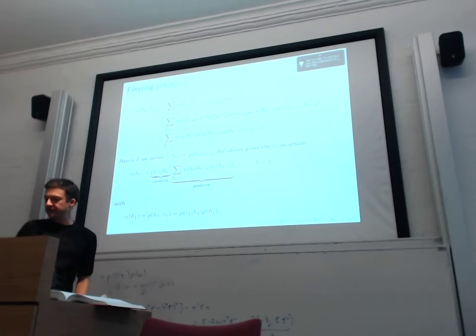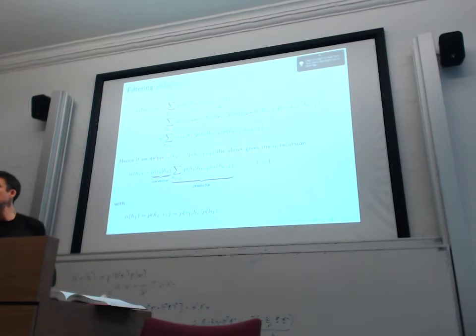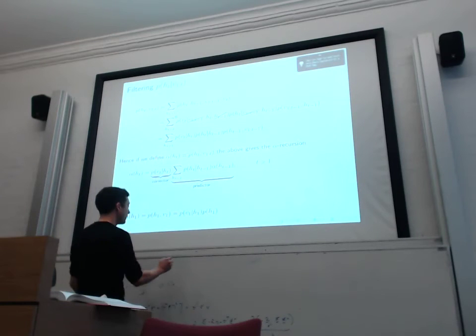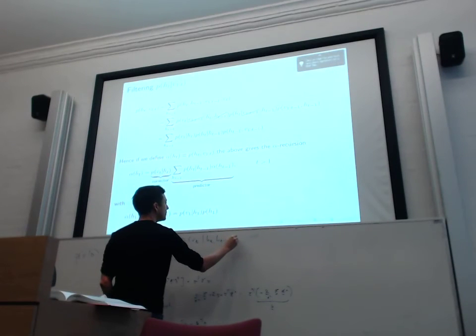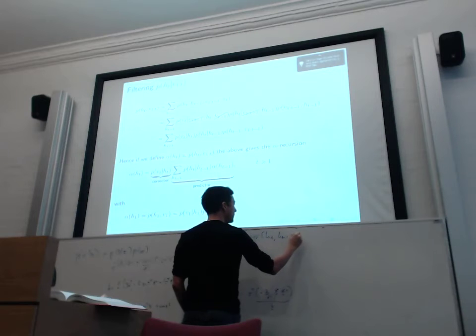One way to derive filtering is as follows. Let's first consider the joint distribution between HT and V1 to T. I'm going to write that as the marginal of the distribution over HT, HT minus 1 and V1 to T, introducing HT minus 1 with some overlap. This is a totally valid thing, it's just the marginal joint distribution. Now I'm going to rewrite this as P of VT given all of that, times the probability of all of that. That's just Bayes' rule. So I write the first term as P of VT given everything on the left, HT, HT minus 1 and V1 to T minus 1, times the probability of HT, HT minus 1 and V1 to T minus 1.